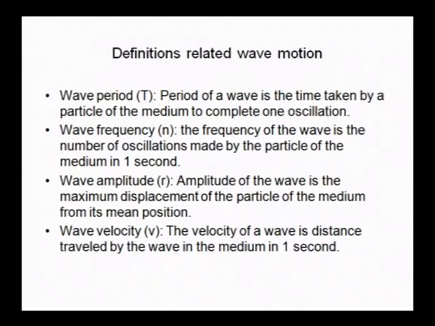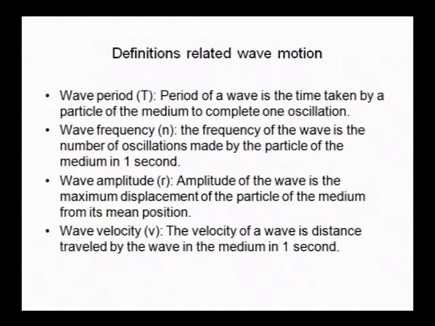The next definition is the wave amplitude. The amplitude of the wave is the maximum displacement of the particle of the medium from its mean position. When we drop a stone into still water, the water molecules vibrate up and down, to and fro. The maximum displacement of these water particles from the mean position on either side is what we call the wave amplitude, and it is represented as A. It is measured in meters.